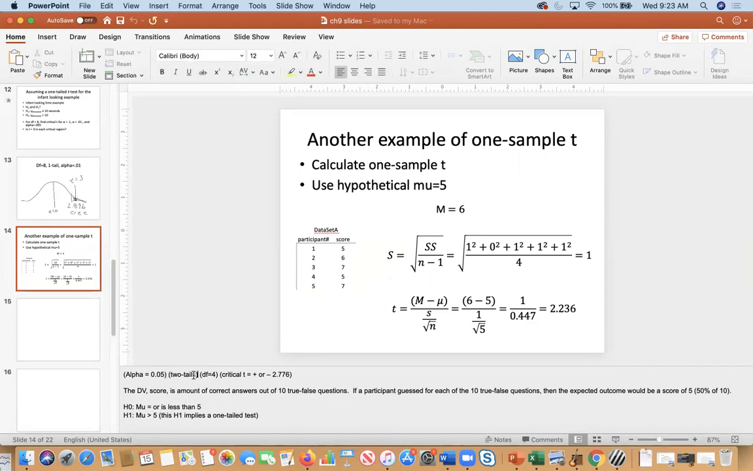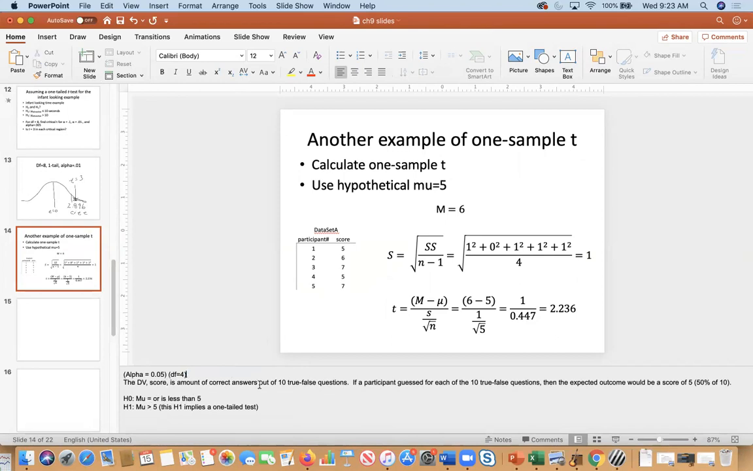Shoot. We're going to assume that this is a one-tailed test. I kind of typoed there and then said two tails. Assume this is a one-tailed test. Yeah, erase this as well. We'll assume that this is a one-tailed test right here.